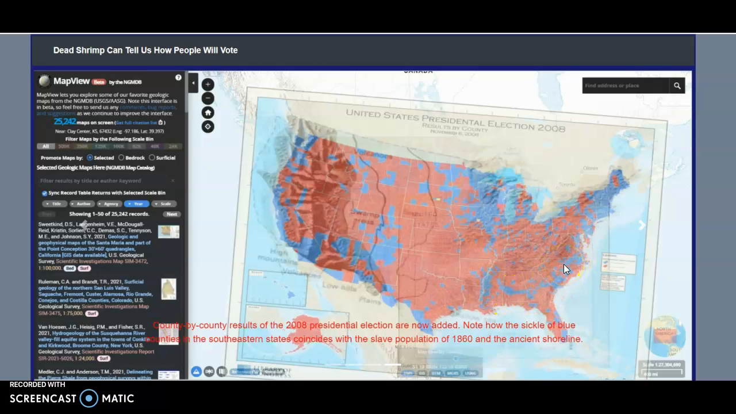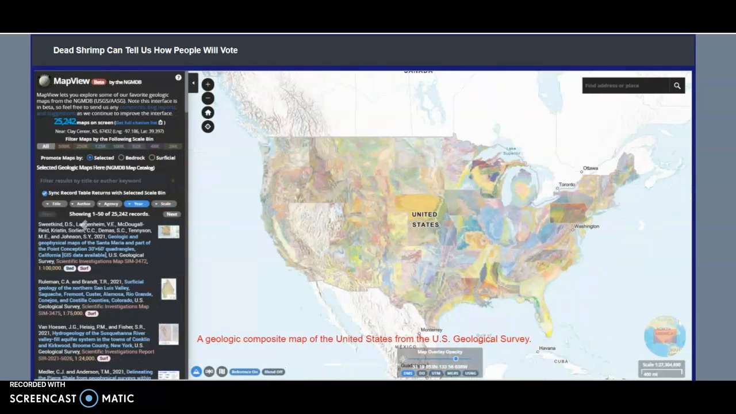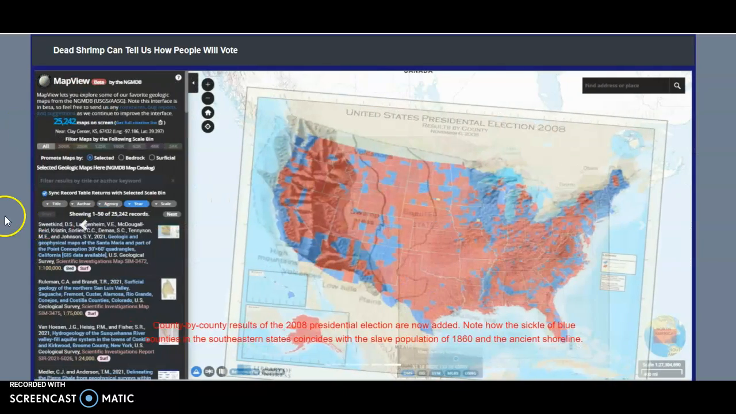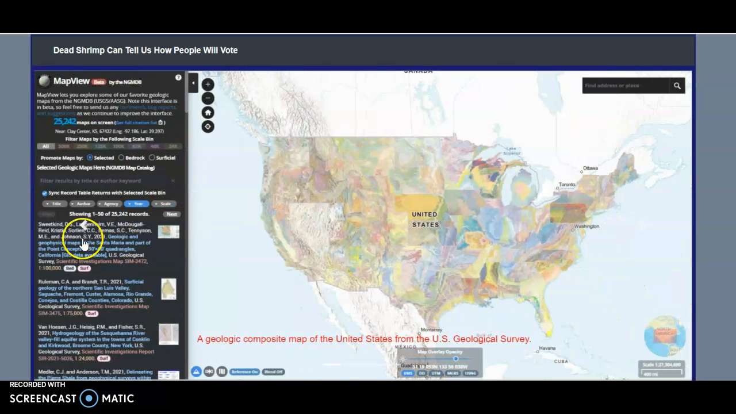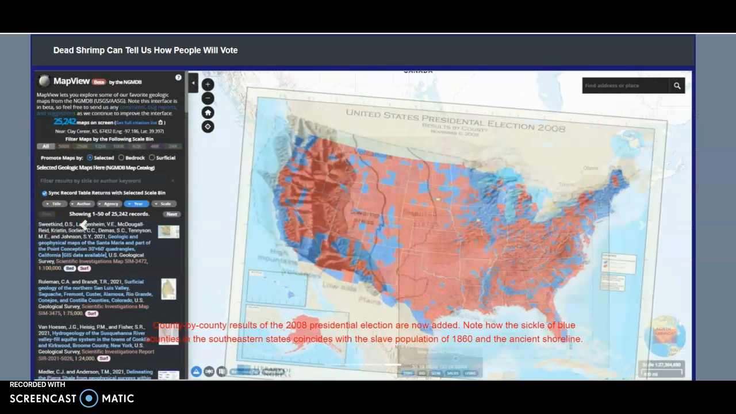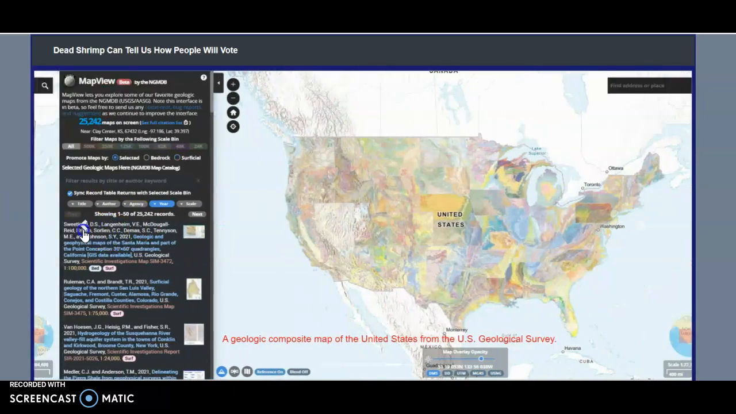And the reason that crescent-shaped blue swath of counties is there is because after the Civil War, when the slaves were emancipated, many of them chose to remain where they had lived as enslaved people, and they worked there and raised many successive generations there, and the descendants of those slaves still live and work there to this day.